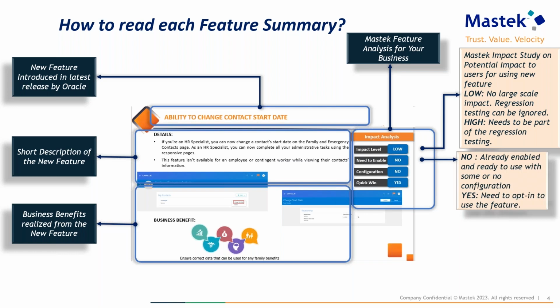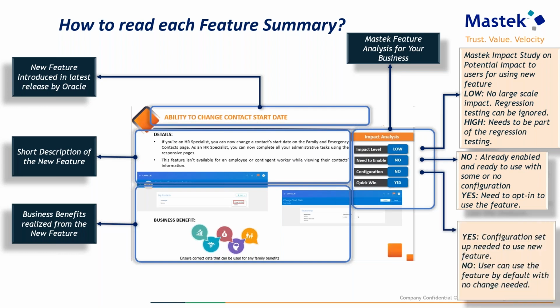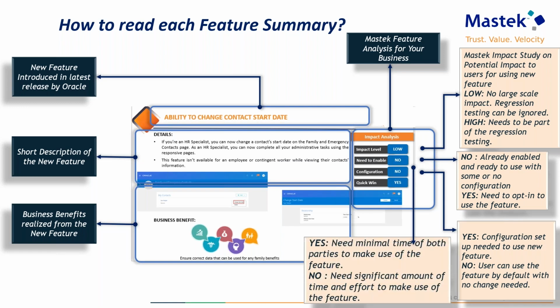The second one: we all are aware that there are some features which are by default auto-enabled by Oracle, and some which we need to opt for. The third one highlights the nature of the feature. There will be certain configuration which may be required and some can be used without any changes at all. And the last one is a quick win. This term we use to convey what is ready to use by investing a minimum amount of time, and what requires a significant amount of time and effort to make use of the feature.